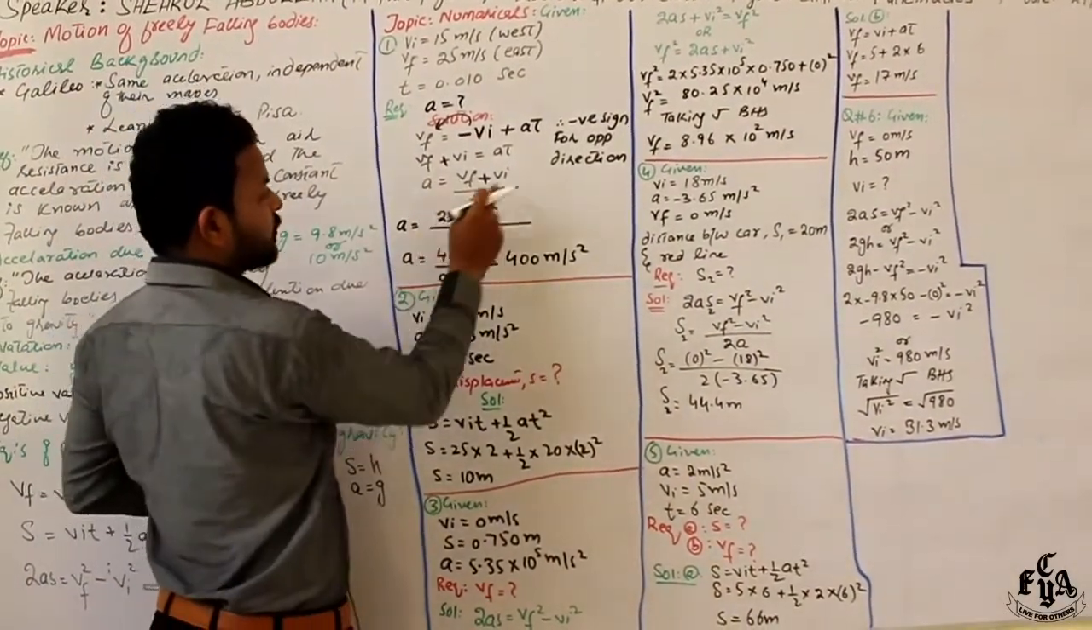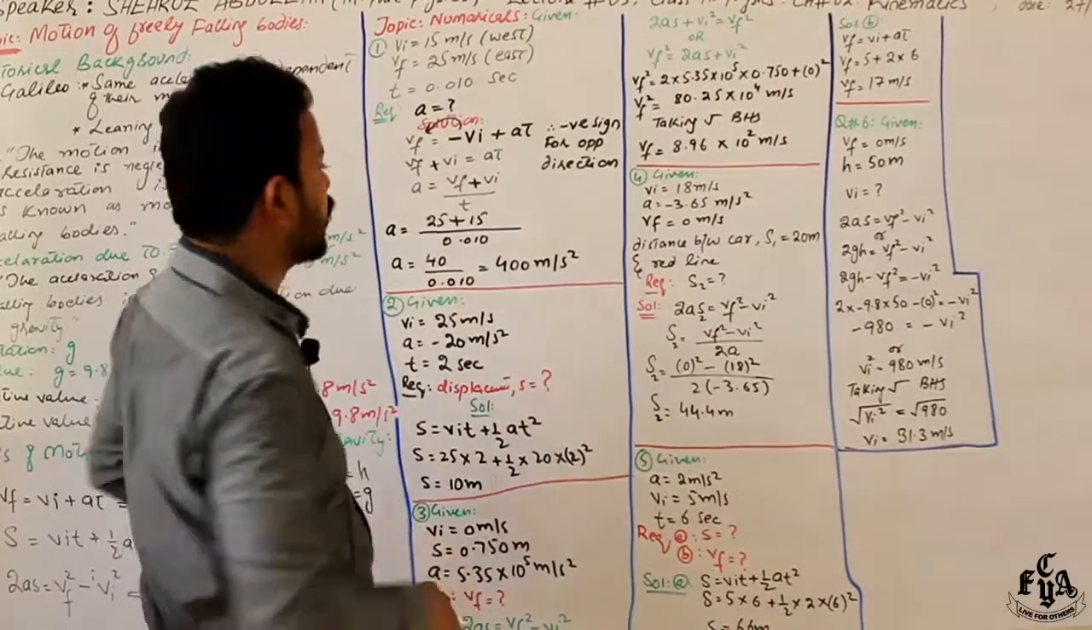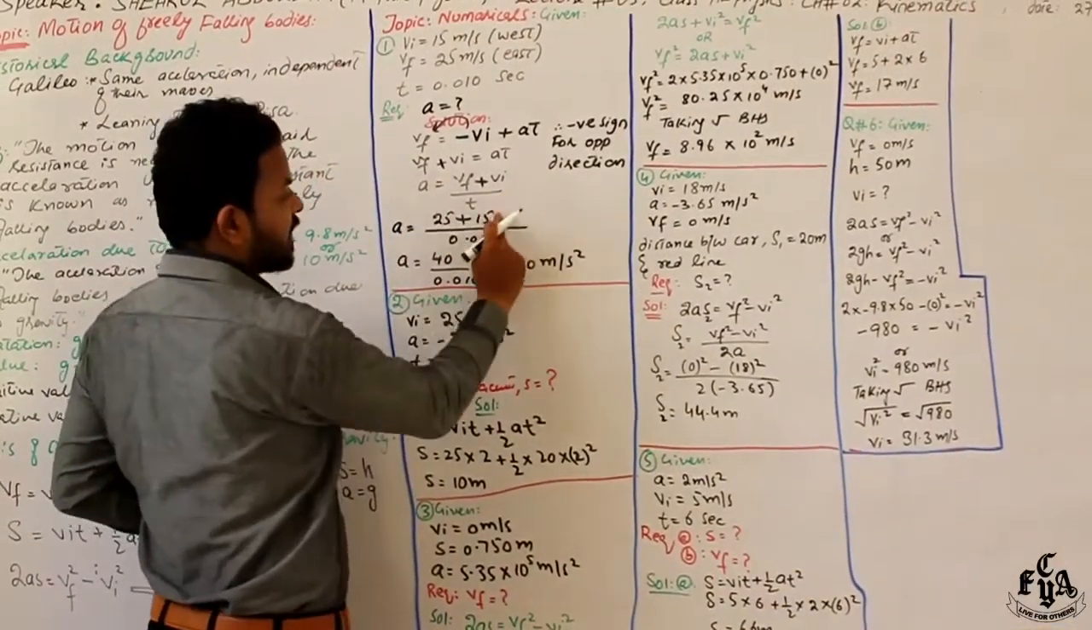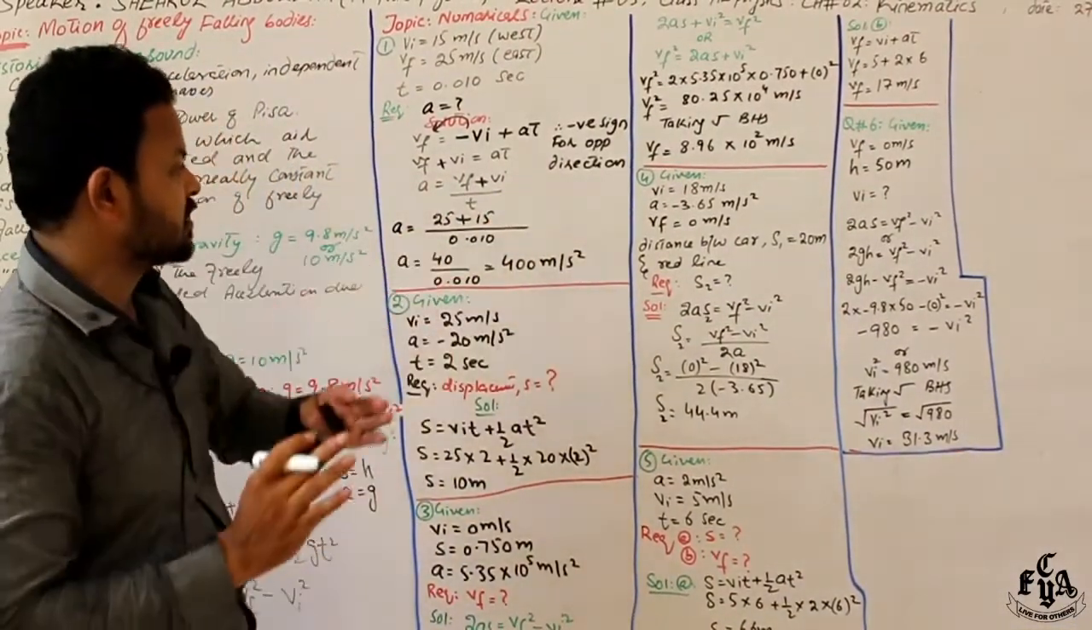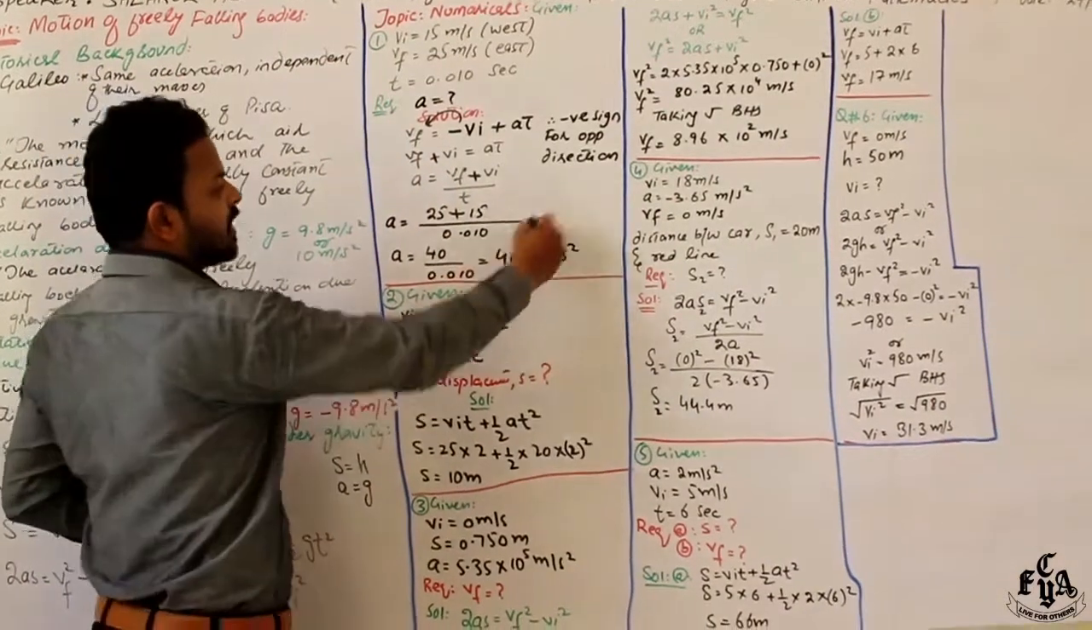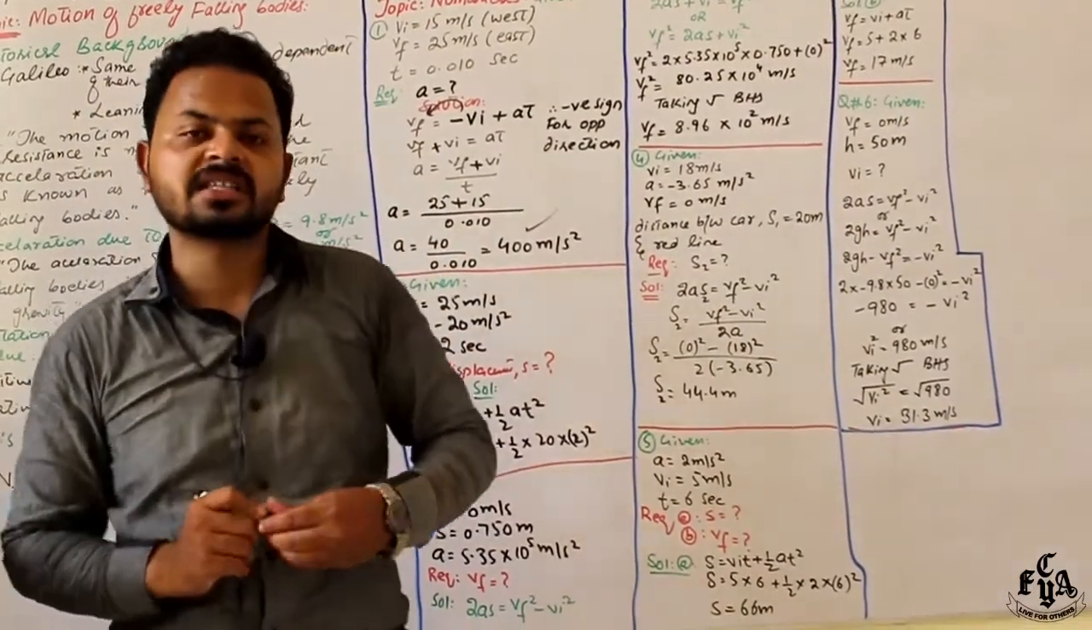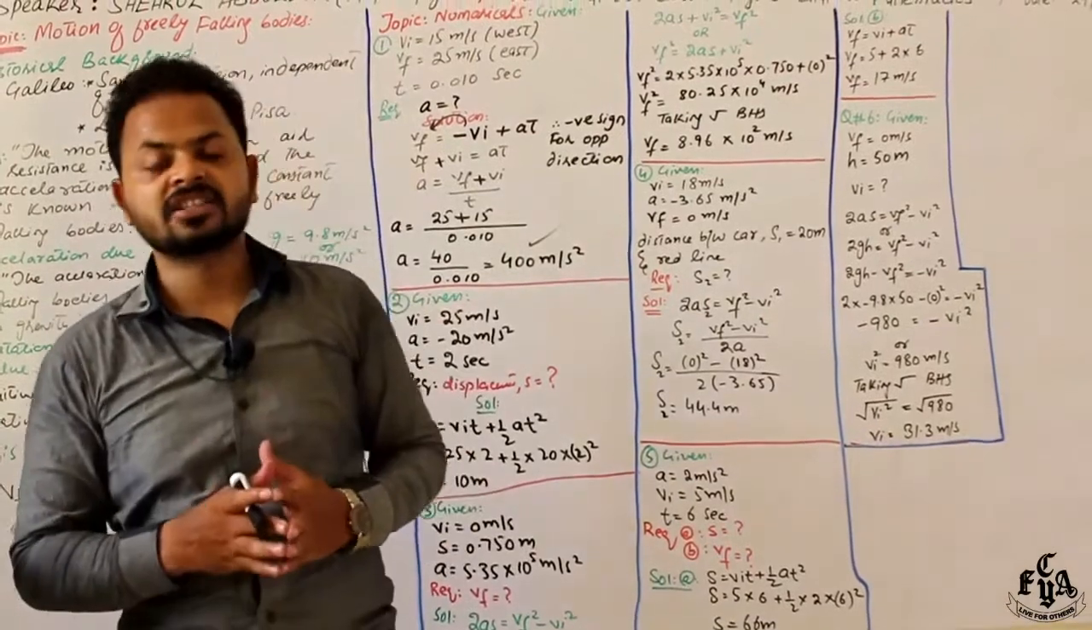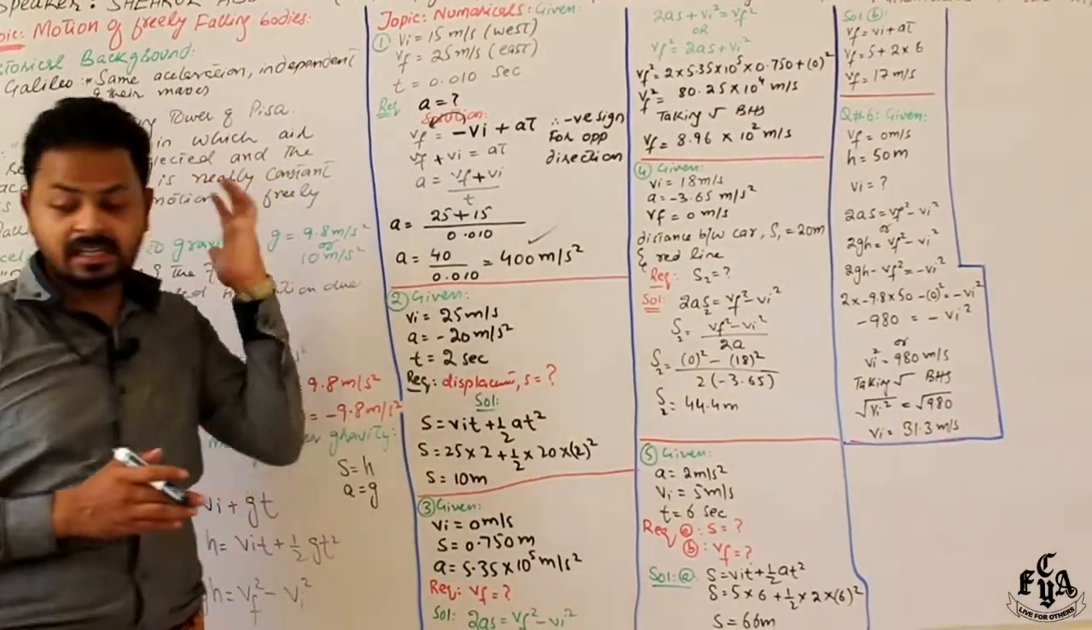Okay, Vf value is 25. Just by putting the values we can have the answer. Look, Vf value is 25, Vi value is 15, time is 0.010. Just put them over there and reach a result of 4000 meters per second square, which is the acceleration value, right? Now you can write the result as well.